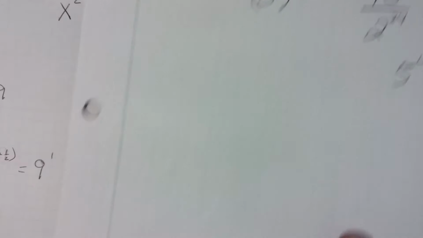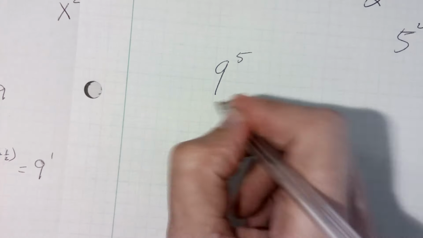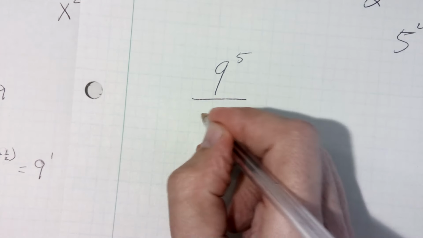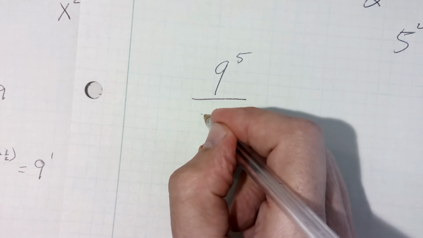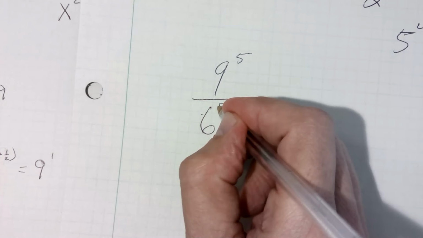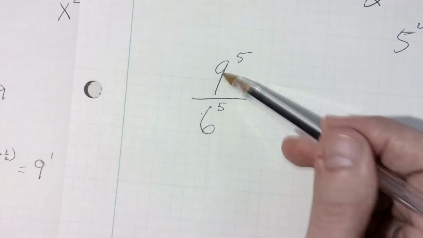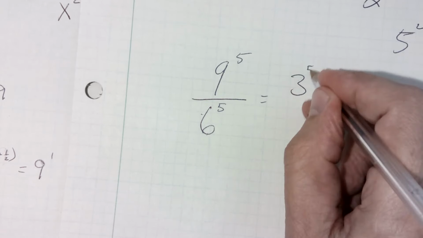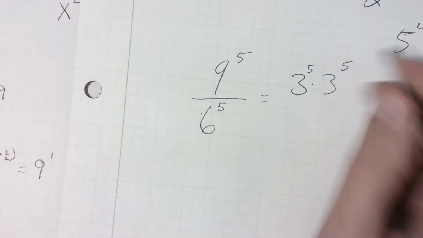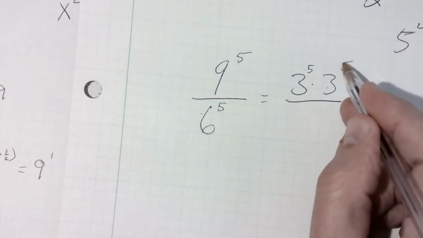Because you might get something like this. You might get something like 9 to the 5th over, let's do something like 6 to the 5th. And if you'll notice, 6 doesn't go into 9. You can't go 9 divided by 6. But what you could do is you could do a 3 to the 5th times a 3 to the 5th. That's my 9 broken into its two factors of 3, both raised to the 5th exponent.